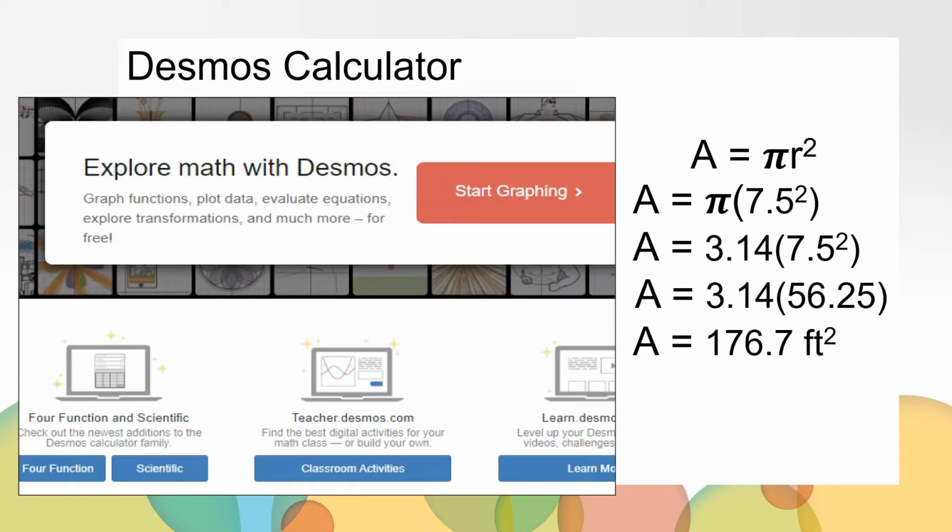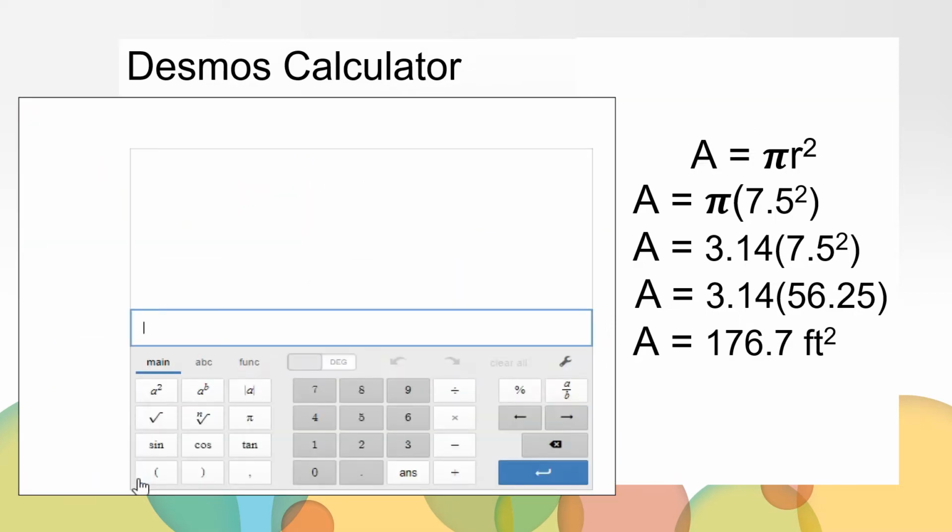I'm going to model for you how we can find the area of a circle using a scientific calculator in Desmos. As you can see, my browser is set at desmos.com. I have the ability to use two calculators here. I'm going to choose the scientific calculator because I know that the area of a circle is A equals pi r squared. And the scientific calculator is the only one that has the ability to use pi.